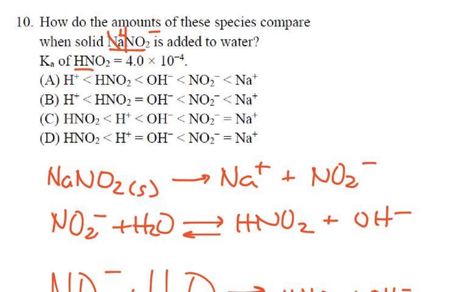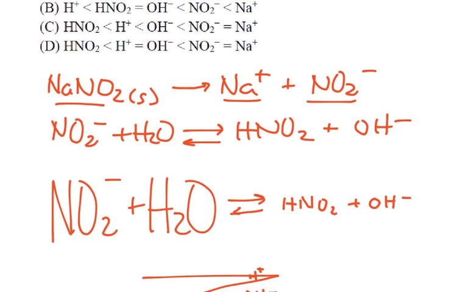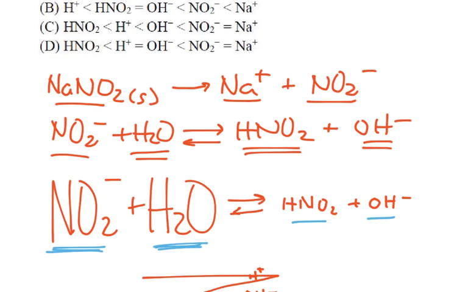So here, I'm going to put my NaNO2 in water, solid, and it's going to break up. I'm going to get Na plus and NO2 minus. And then that NO2 minus is going to react with water, and it's going to reform the acid and give me some hydroxides, and that's why it's a base. That's why it's the conjugate base of nitrous acid. But I like to rewrite that, because this is not going to be a real strong base. So it's going to be mostly NO2 minus in water, and we're going to get a little bit of OH minus and HNO2.